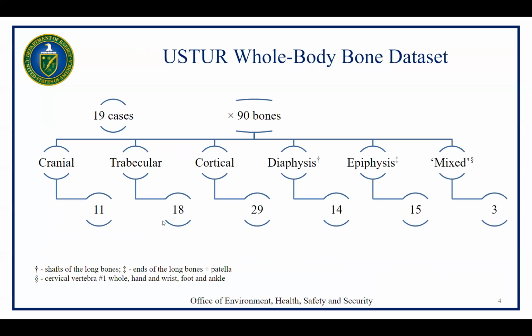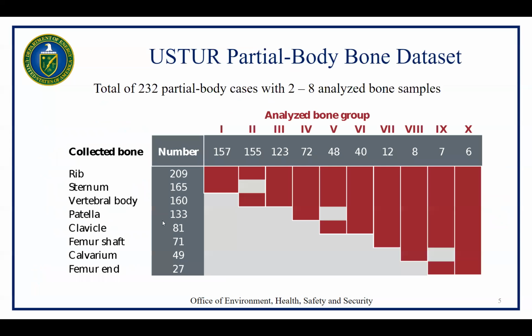The USTR whole body bone data set contains 19 whole body cases and 90 bones. The USTR partial body bone data set contains 232 partial body cases with 2 to 8 analyzed bone samples. The most commonly collected 3 bones are rib, sternum, and the vertebral body.